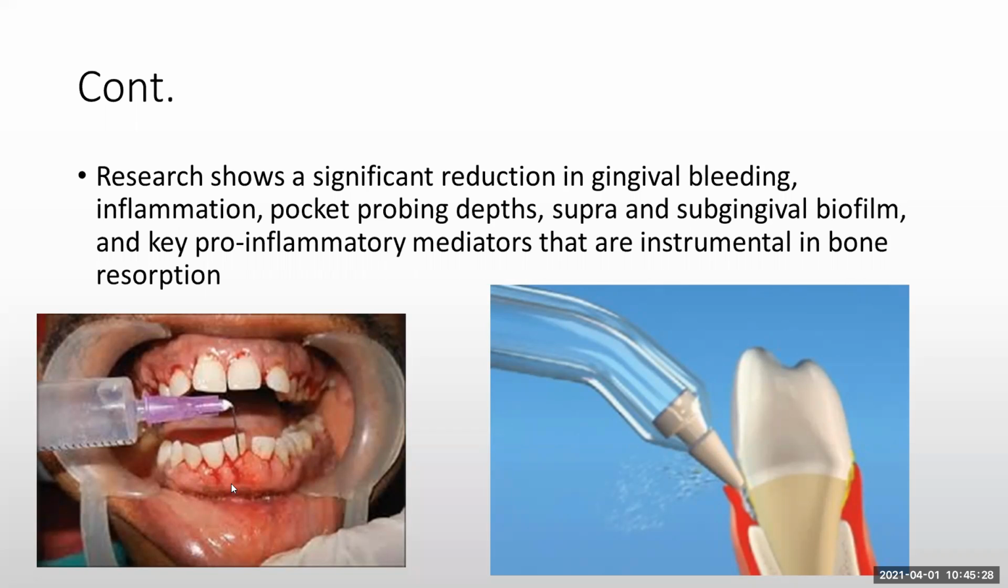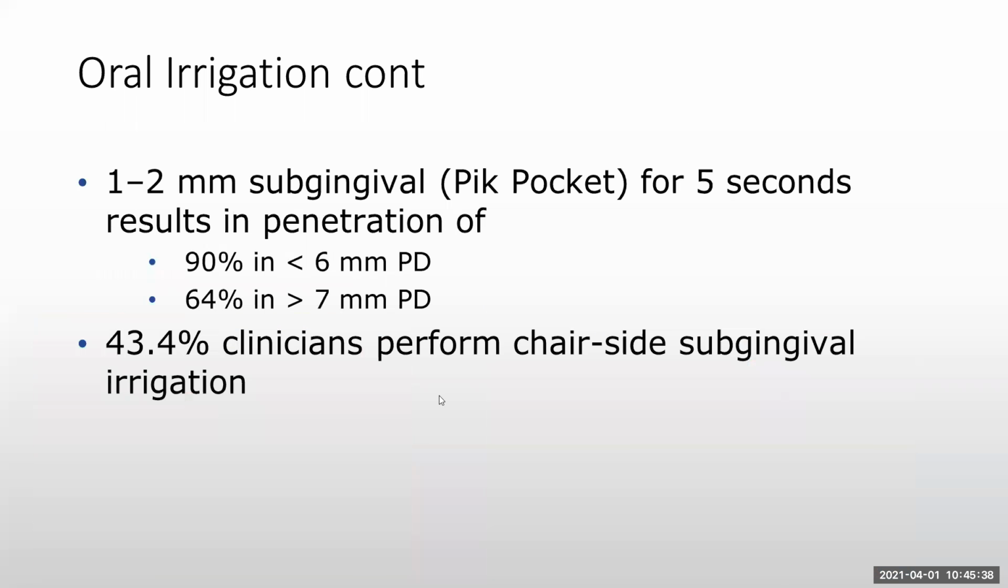We have these huge monoject syringes with this huge cannula. We're just fooling ourselves when we think we're irrigating. Oral irrigation reaches 1 to 2 millimeters subgingival. Okay, for the Pik Pocket, look at this for substantivity. 5 seconds. You need to be in there. You're not just zhooing it around. You need to be in there to allow that water jet to do its thing. Over 7 millimeters in pocket depth, you're only reaching about 64% down.